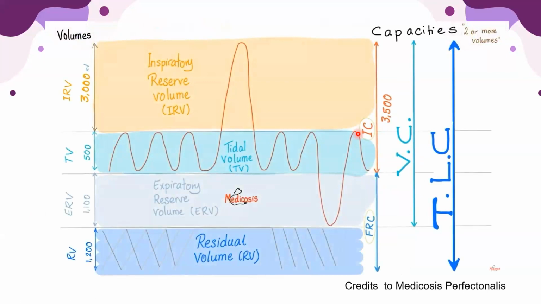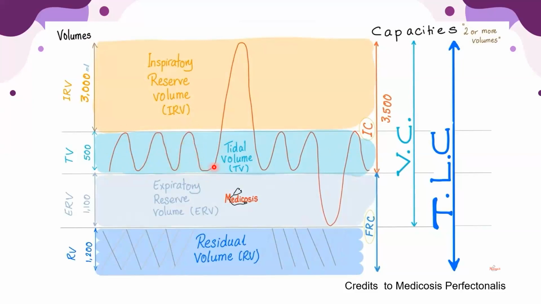This is a table from Medicosis Perfectionalis, and I'm just trying to show you the different parameters that we can measure. What's tidal volume? We discussed that in the beginning. When a healthy person is breathing at rest, not under any sort of distress or stressful condition, breathing normally, that's the tidal volume. So basically normal inhalation, normal exhalation. That's what you're seeing here.